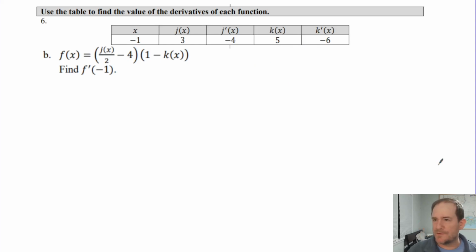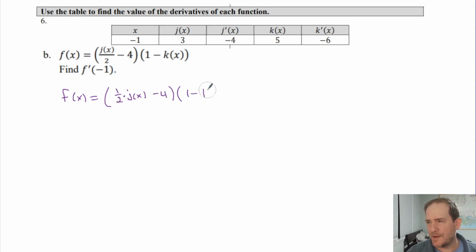Okay, so now this time we got a function called f. And we are after the derivative, but first I would rewrite this just a smidge. Instead of j of x divided by 2, just think of that as a j of x that's being multiplied by 1/2. And then you get your -4. Then you got your 1 minus k. And again, this is just another straight up product rule, but this time the two functions we've got are this whole pink thing and this whole green thing.